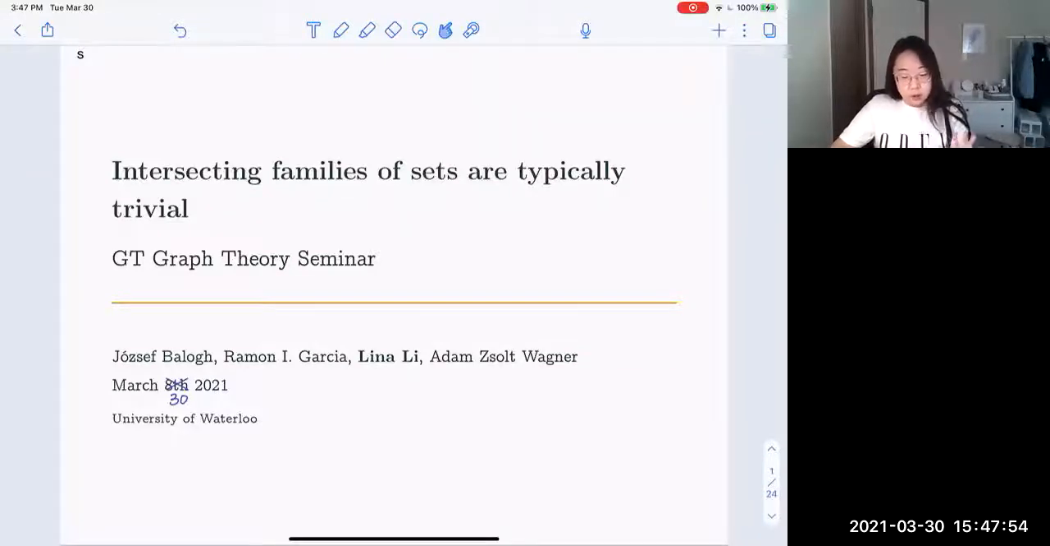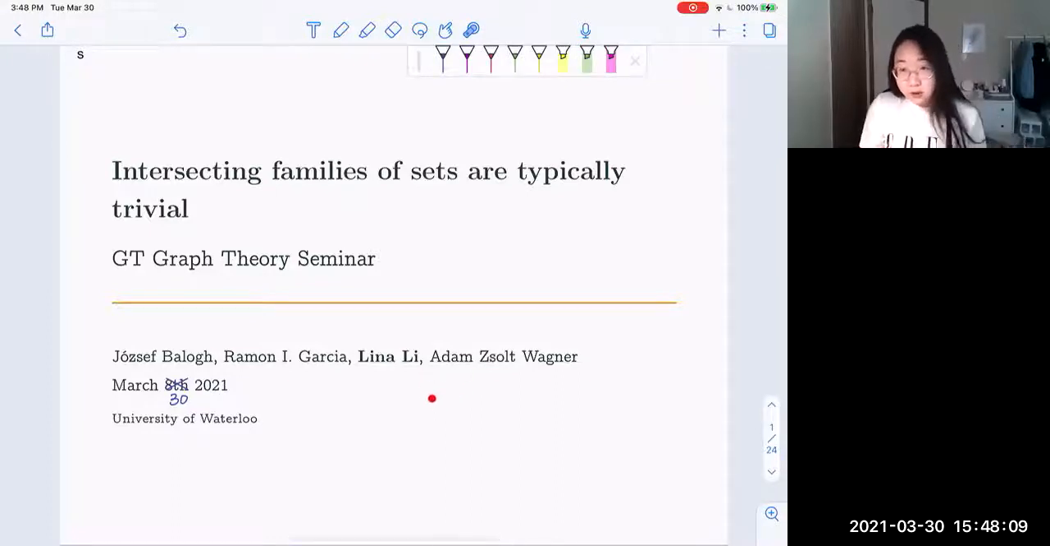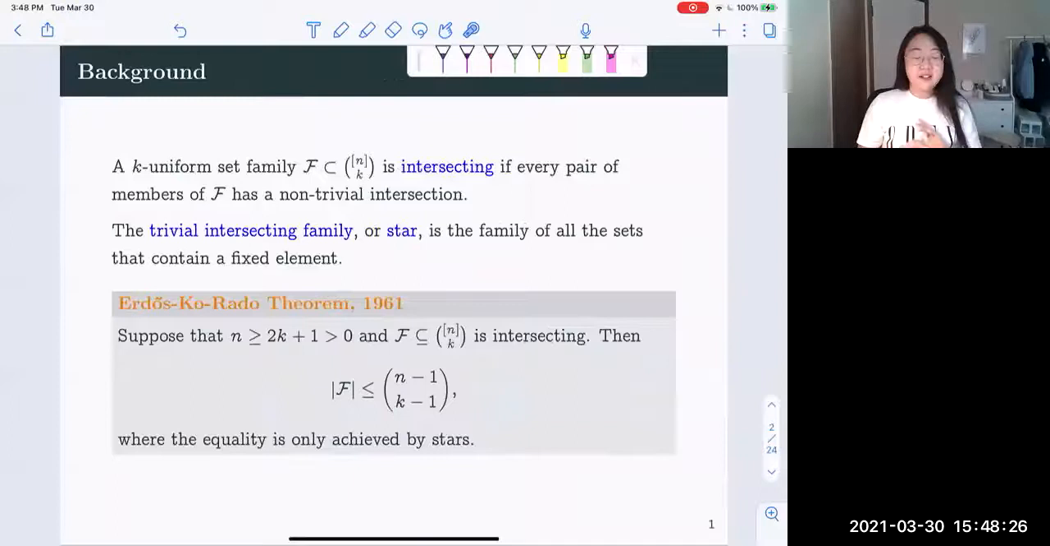This is joint work with József Balogh, my PhD advisor from UIUC, and Ramon, who is a second-year PhD student of his now, and Adam, who was a student of his and now is at Tel Aviv University as a postdoc. So it's a very international working group because he is now in the US, Ramon is in Mexico, I'm in Canada, and Adam is in Israel. Very international.